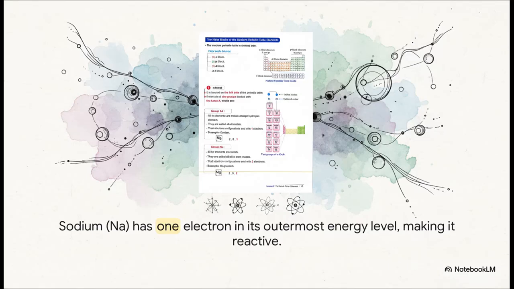So let's take a closer look at sodium, or Na, which lives in Group 1A. If you check out its electron structure, you'll see it has just one single lonely electron in its outermost energy level, or مستوى الطاقة الخارجي.